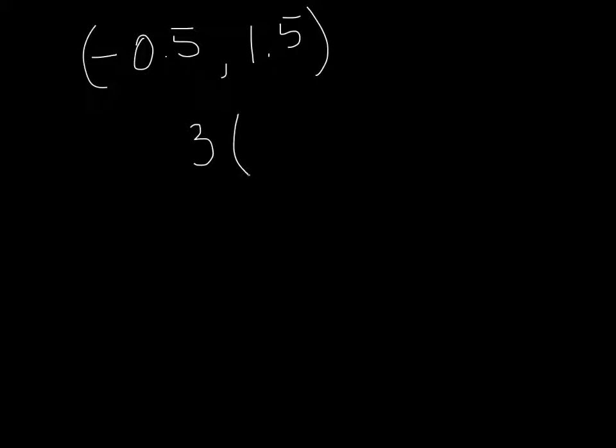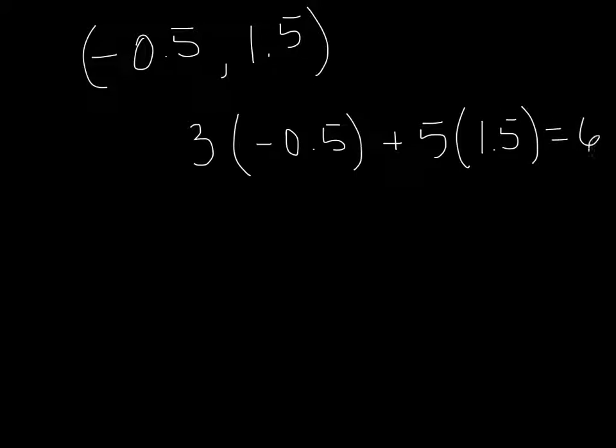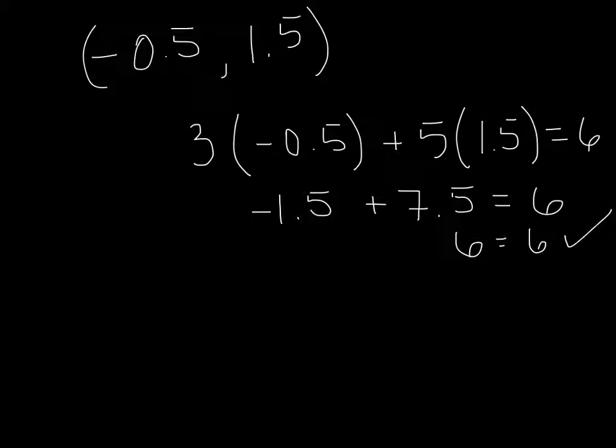That's 3 times negative 5/10 plus 5 times 1 5/10, and that's supposed to equal 6. If you have negative half 3 times, you have negative 1.5. And remember that 5 times 1.5 was 7.5. So 7.5 minus 1.5 is 6. So that one checks out.